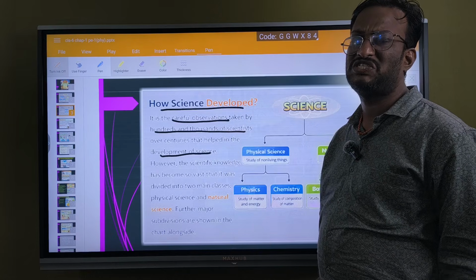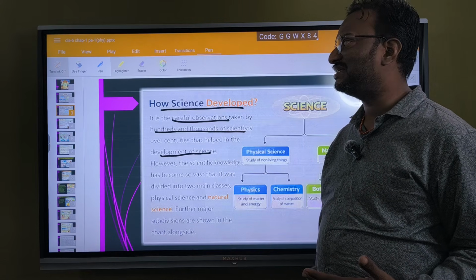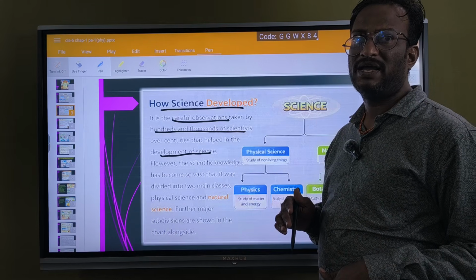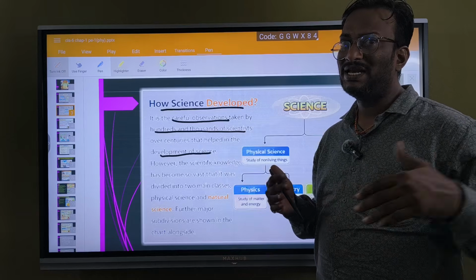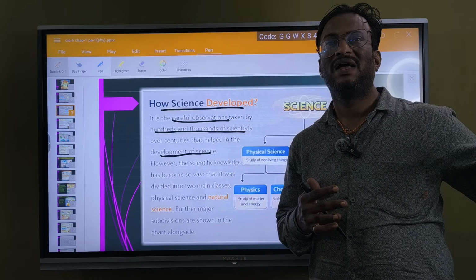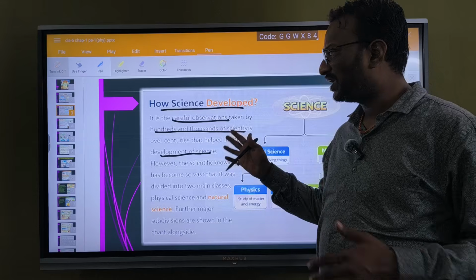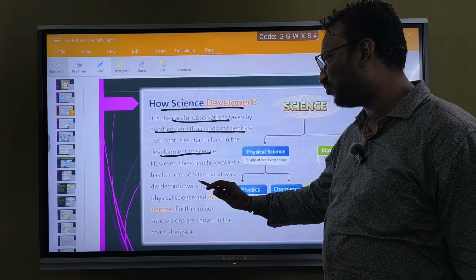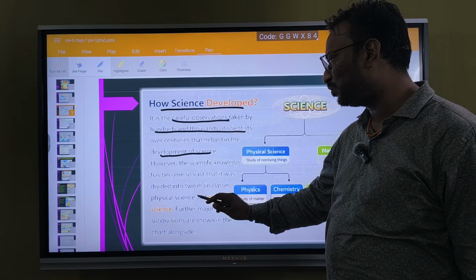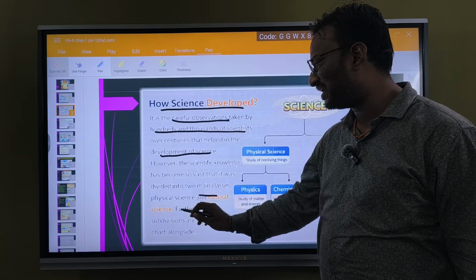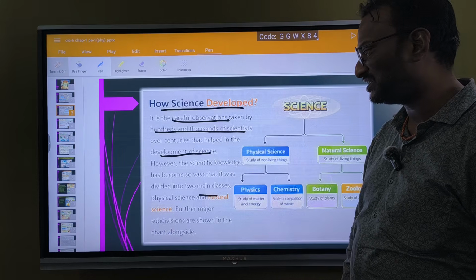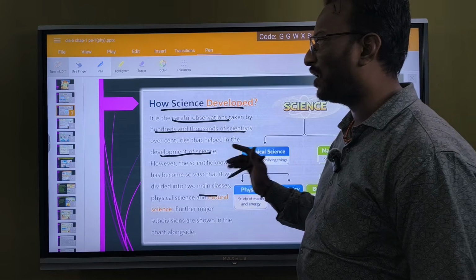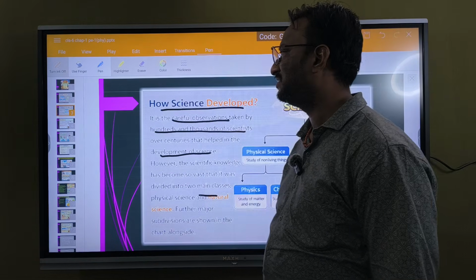Around the centuries from 1600 or 1400, the science stream actually started, or maybe before that itself. From then till now, the development in science has been gradually increasing. However, scientific knowledge has become so vast that it is divided into two main classes: physical science and natural science, which we have discussed. The subdivisions are as shown in the chart.